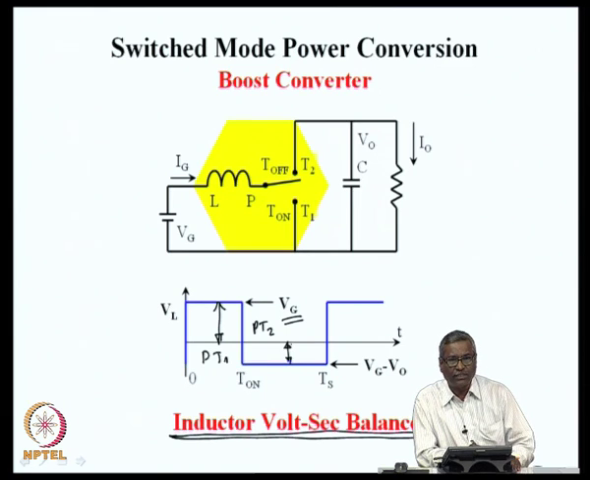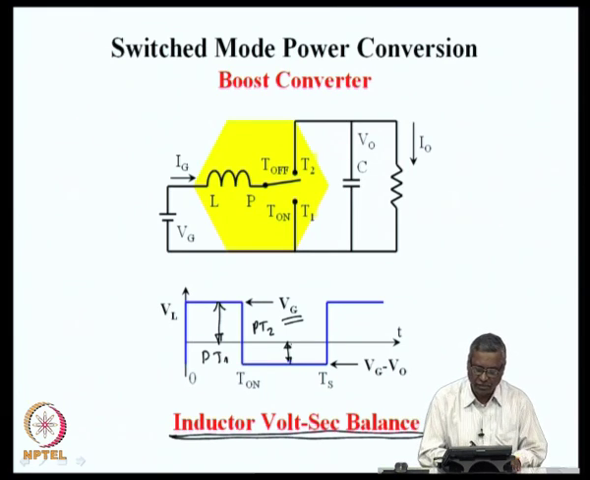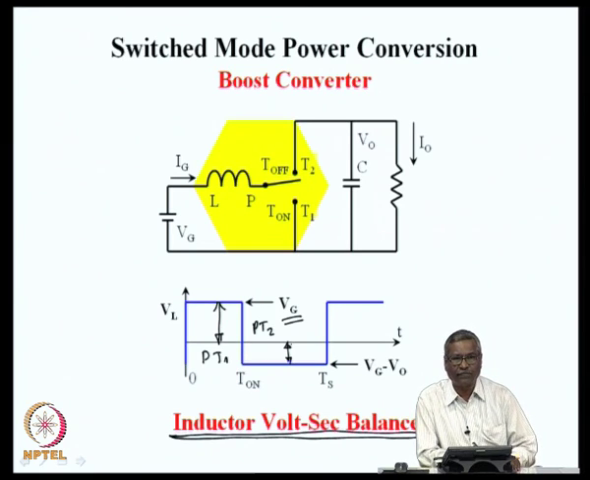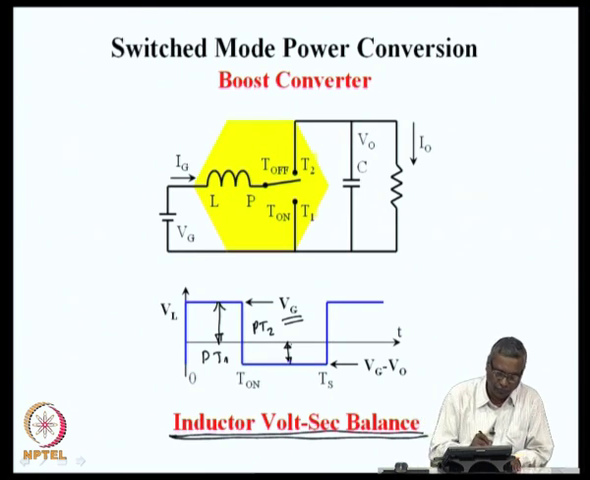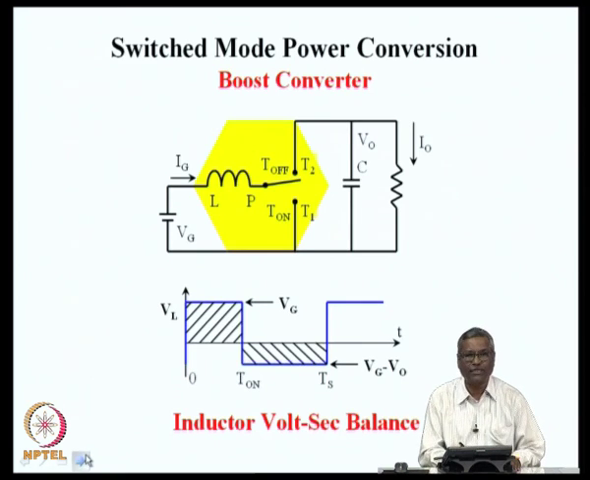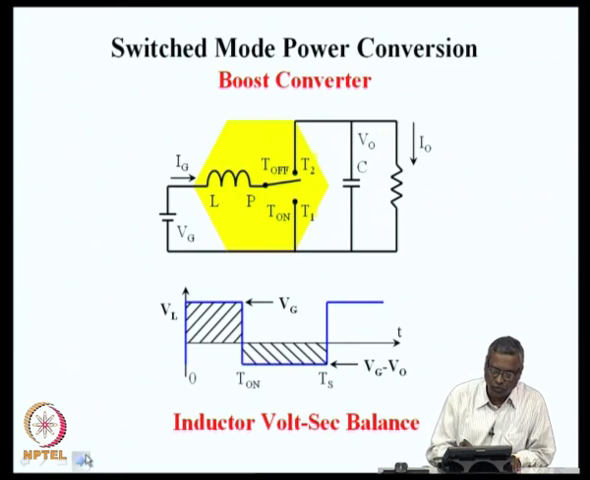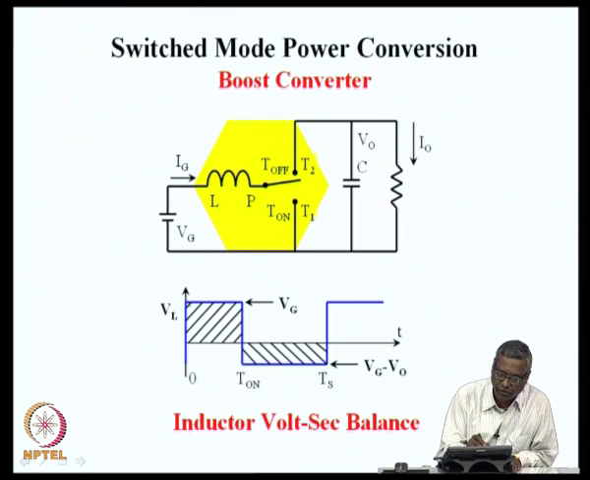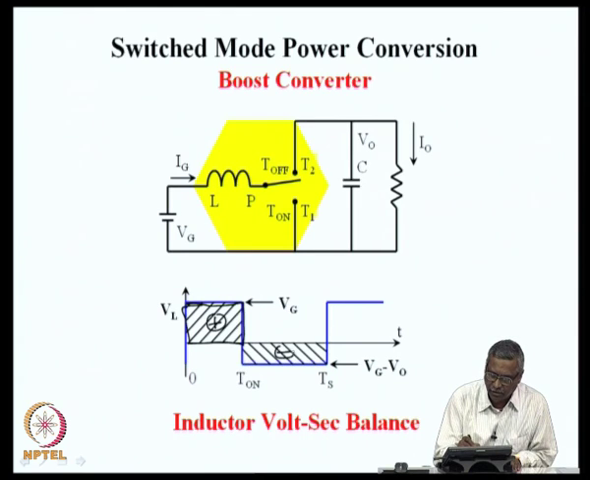The volt second balance is in a sense indicating that the voltage across the inductor on an average has to be 0. In every cycle, the inductor's net voltage and time applied is 0. So, this can be seen here as the hatched region. Whatever is the voltage time product applied to the inductor during one part of the cycle in one polarity is the same as the volt second which is applied across the inductor during the other part of the cycle.